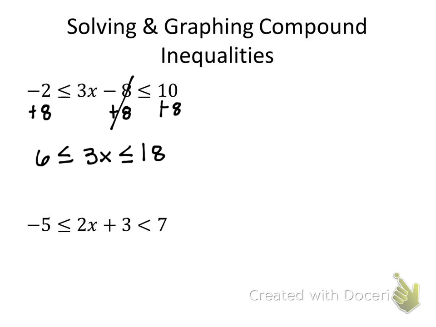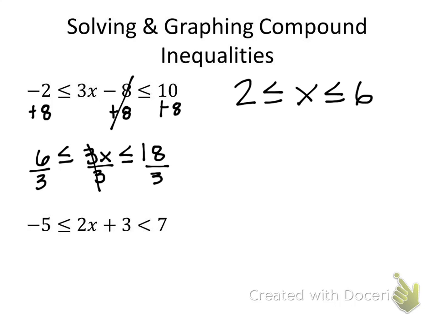Now I want to get that x by itself. What would I do if I was solving a regular equation? I would divide by 3, which cancels out. Whatever I do to the middle, I've got to do to the front and to the back. So then I have 2 is less than or equal to x is less than or equal to 6. This is my compound inequality. This is exactly what I want my answer to look like. It has to be in the middle.